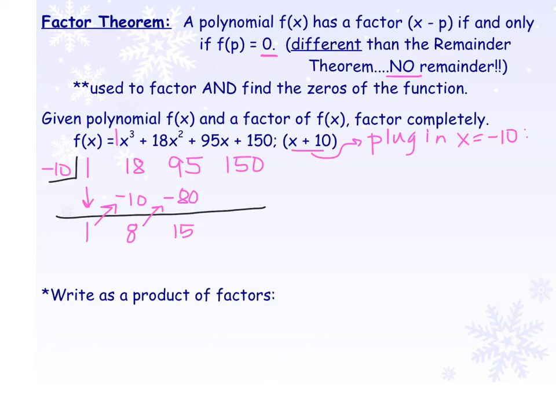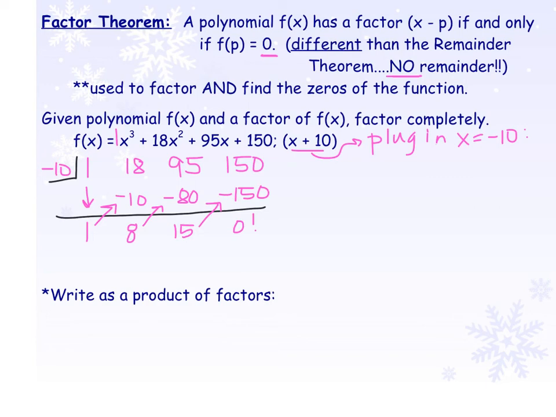15 times negative 10, wow, look at this, everybody. Who'd have thought? We get negative 150. Positive 150 minus negative 150 is, in fact, 0. That verifies that the remainder is 0 and that x plus 10 is a factor.